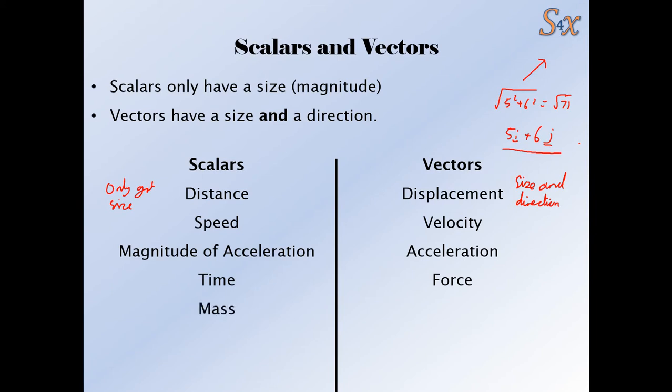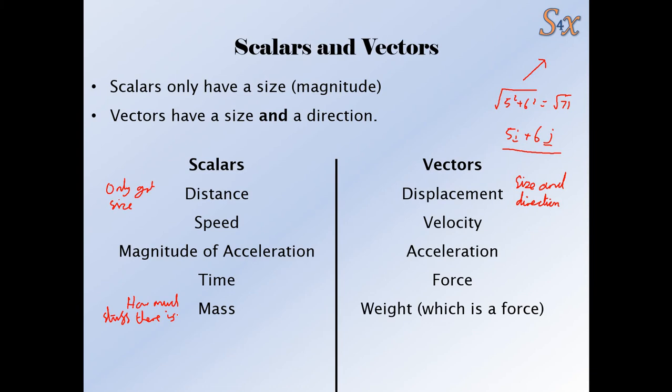Mass is another example of a scalar. You can have a mass of 50 kilograms. It doesn't have direction. Now you may be thinking, well, it pulls us down. That isn't what mass is. Mass is just about how much stuff there is, so it's just kind of an idea of how much stuff there is inside something. So mass doesn't pull you down. Mass is just how much stuff there is inside you.